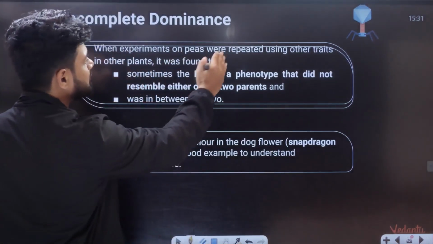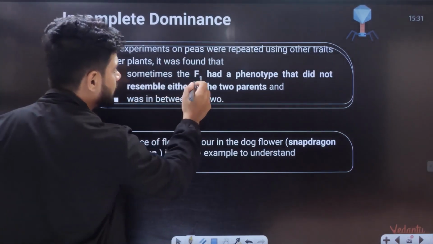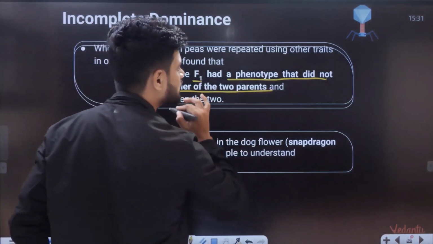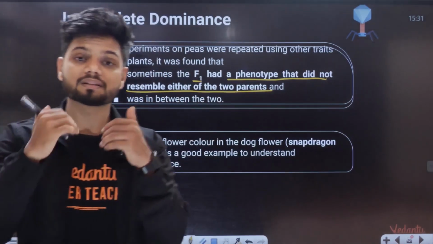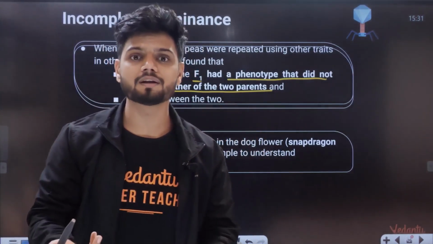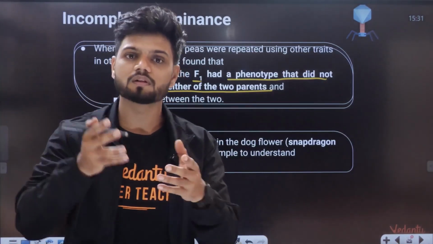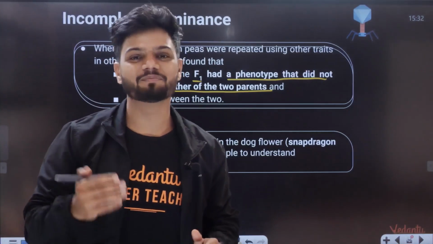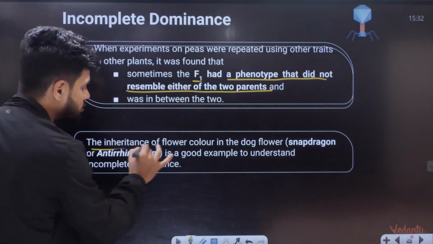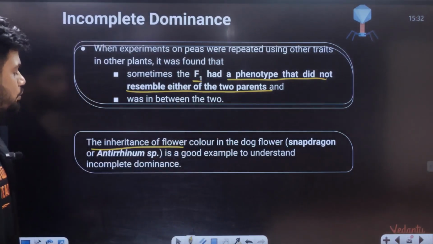When experiments on pea plants were repeated using other traits in other plants, it was found that sometimes the F1 had a phenotype that did not resemble either of the parents. What is this, it is not like either parent. One parent is red, one parent is white, but the offspring is pink. Male parent, let's say red, female parent white, child is pink. That is because of incomplete dominance. The inheritance of flower color in the dog flower, that is snapdragon or Antirrhinum species, is a good example to understand incomplete dominance.